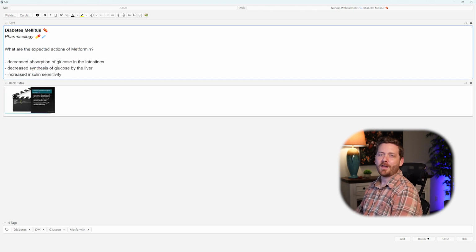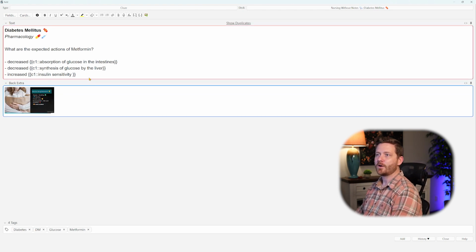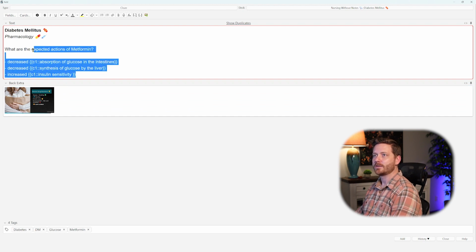And for this card, I think I'm going to make it one card. I'll just leave the first word in each of these three pieces of information. So let's just start with the absorption here, and synthesis, and insulin sensitivity. And let's change all these over to 1. And we'll just make this one card, leaving the first word here to give us a hint on all three pieces of information. Now let's make a card over the adverse drug reactions.